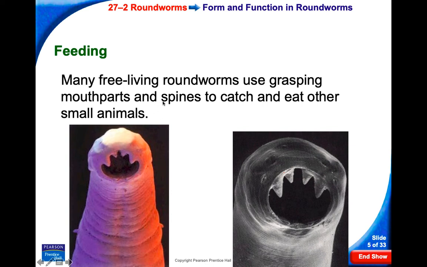Okay, so in terms of feeding, many roundworms, free-living ones, have specialized mouth parts or spines, like you can see here, that are used to catch and eat small animals. That's something unique to roundworms if we compare them to, let's say, flatworms.